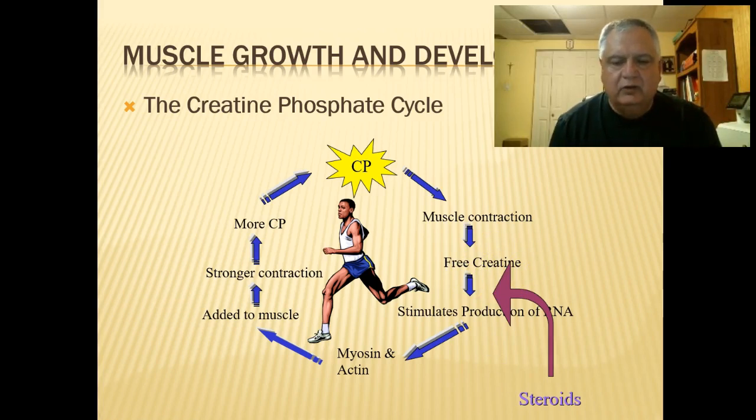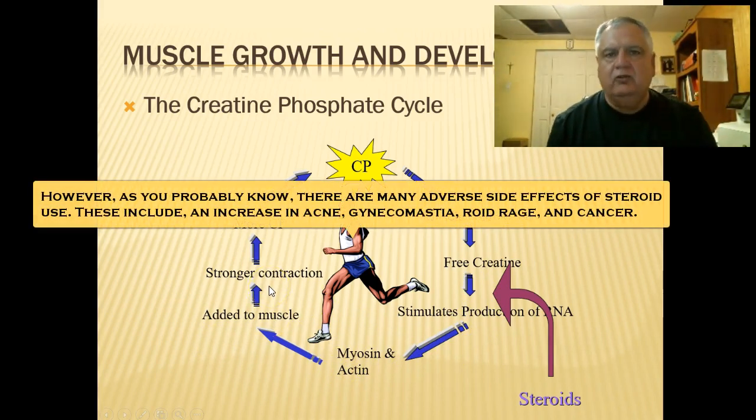If you just give an individual androgenic anabolic steroids and you don't have them exercise their muscles, they're not going to result in the addition of myosin and actin. But with exercise and steroids, there's going to be a lot more myosin and actin added to the muscle to get it to grow bigger and stronger faster than it would otherwise under normal circumstances. Okay?